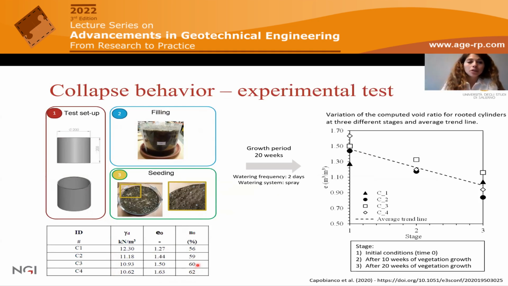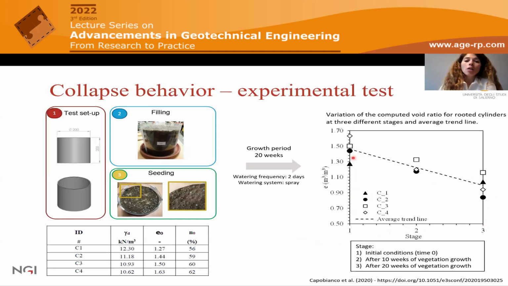Then after that, we put some seeds on the surface, and we waited until the seeds germinated, and we left them for a growth period of 20 weeks, watering the surface only by spraying some water on the top. During the plant growth, as we can see from this graph, the soil level was measured with a scale put on the side of the plexiglass columns at 3 different stages: initial condition, after 10 weeks of root growth, and after 20 weeks.